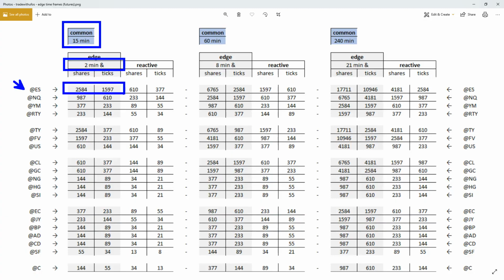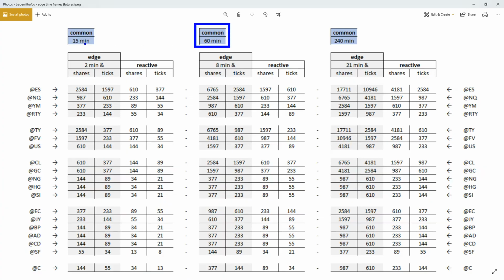But again, coming back to Orlando's question, what if you wanted your trades to last a little longer? Well, then it's very simple. You would want to use a common time frame of 60 instead of a common time frame of 15. Now if your common time frame is 60, then the edge time frame will not be 2. The edge time frame would be 8. And the share bars and the tick chart, which were 2584 and 1597, would now need to be 6765 and 2584.